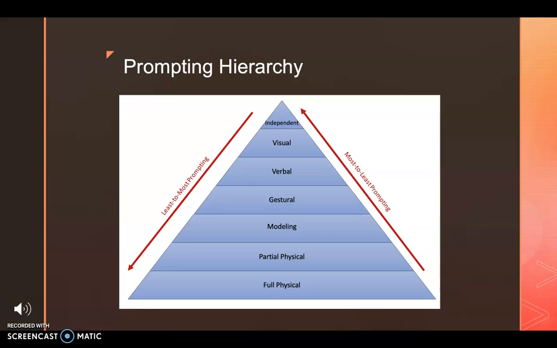So as you can see at the very top, there's independent, and then moving on, it goes to visual, and then verbal, and then gestural, and then modeling, and then partial physical, and then full physical. So as I said before, full physical is the most intrusive prompt, and the least intrusive prompt is near the top, which is visual prompt. So as you can see on the sides of the pyramid, there is least to most prompting, and then most to least prompting. So we will talk about that in the next slide.